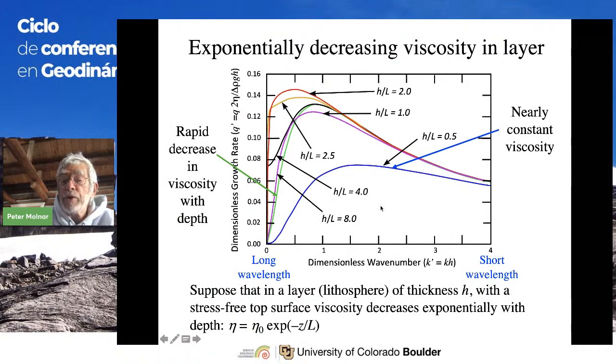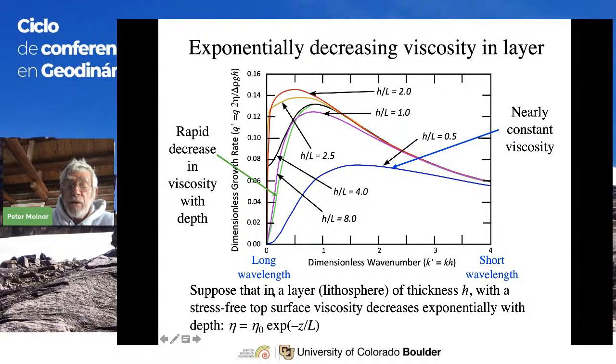So if we put some numbers in and make some calculations, these are calculations where L is the e-folding dimension, how fast viscosity decreases with depth in an exponentially decreased lithospheric thickness. And you can see we've moved away from the case where the maximum growth rate is a wave number of 2 towards smaller values that are in the range of 1 or even smaller.